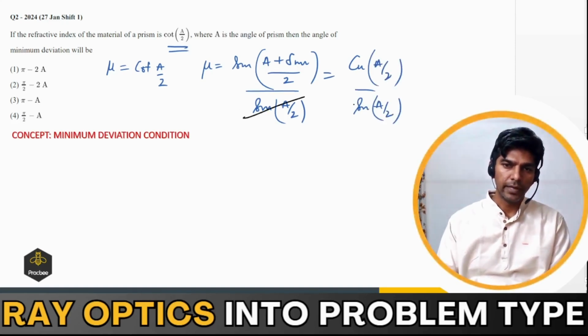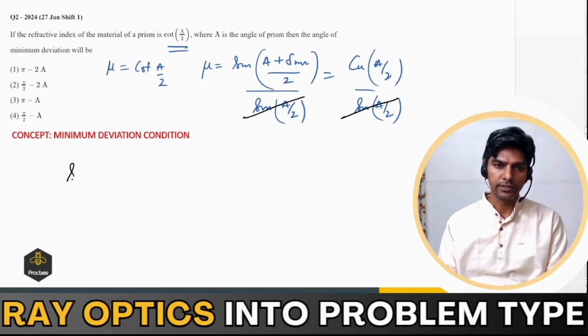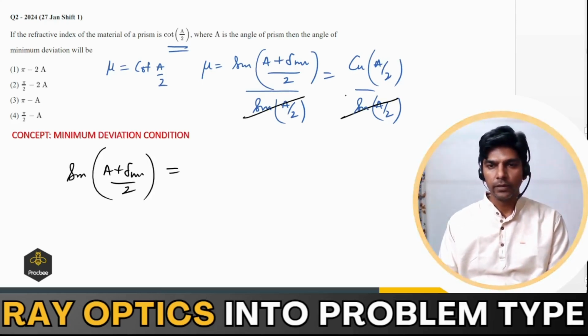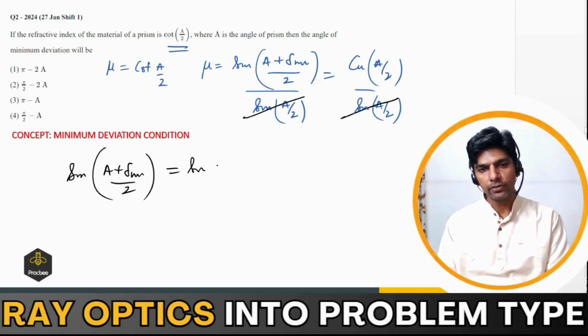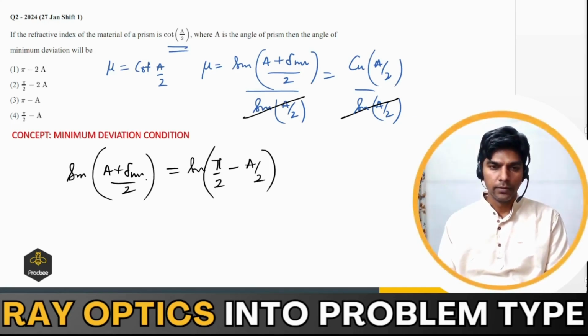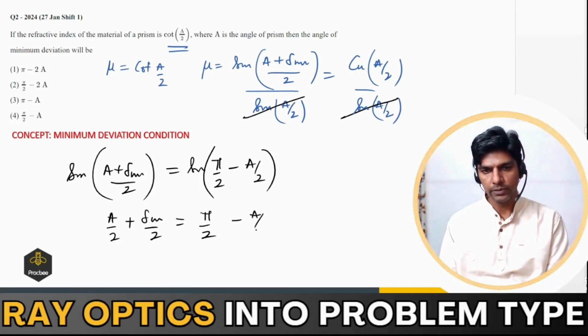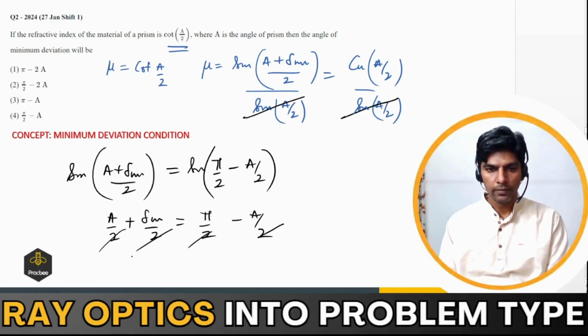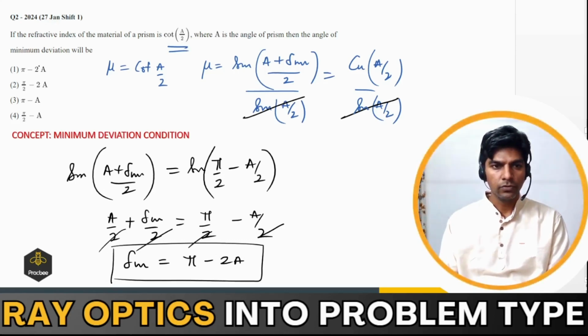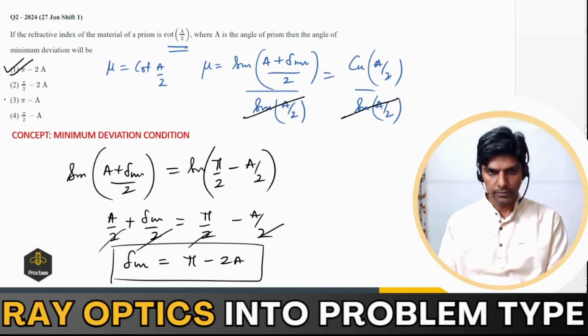So let us eliminate sine. So from this we can say sine of (A plus del min) by 2 will be equals to cos A by 2, which can be written as sine of (pi by 2 minus A by 2). So if we compare left hand side with the right hand side, it will be A by 2 plus del min by 2 equals to pi by 2 minus A by 2. So let us remove this 2. So del min will be pi minus 2A. So option 1 is the right answer.